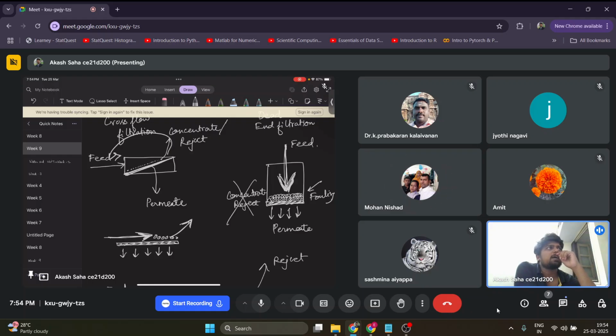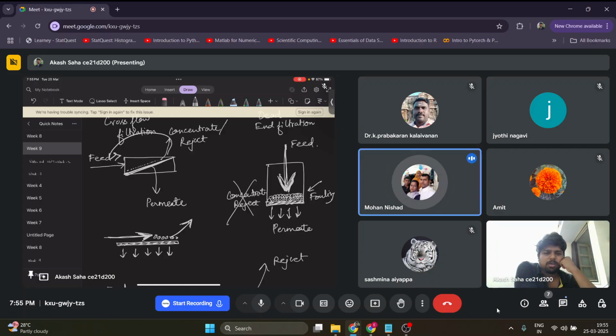I would say if the particles or the pollutants are bigger in size, then dead end filtration will get frequently choked or clogged. So in that way, cross-flow filtration will be better. But if in my filtration module the particle size and the pollutants are lesser, then dead end will be better.